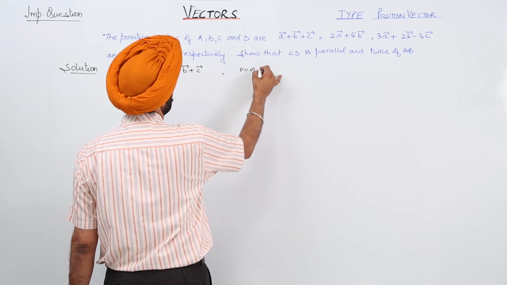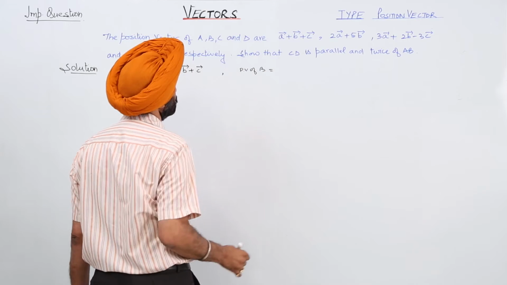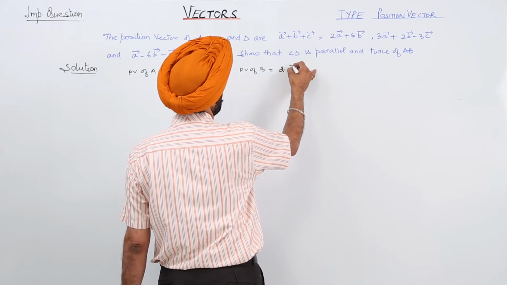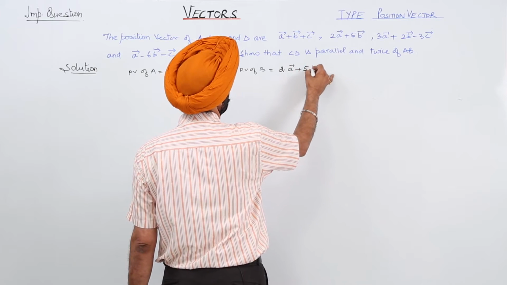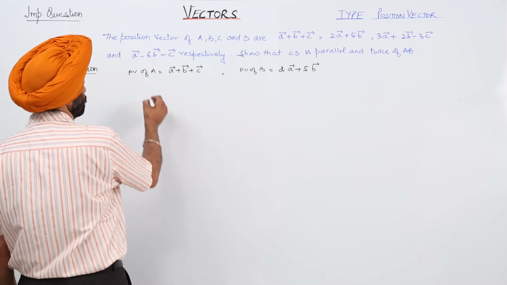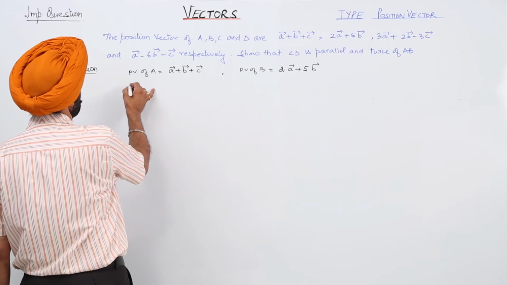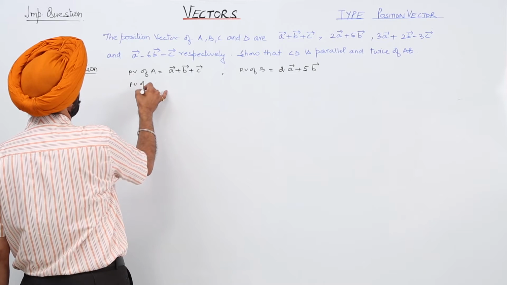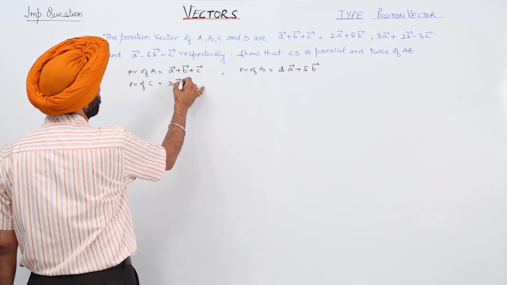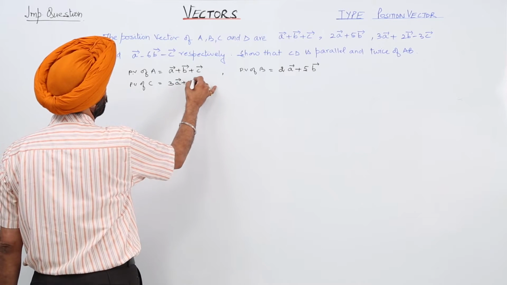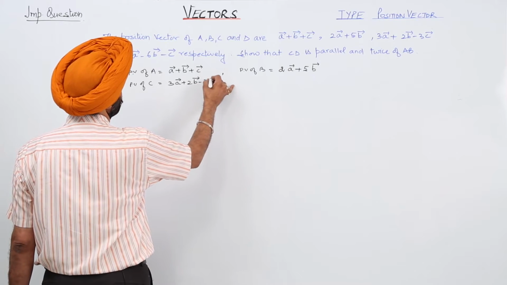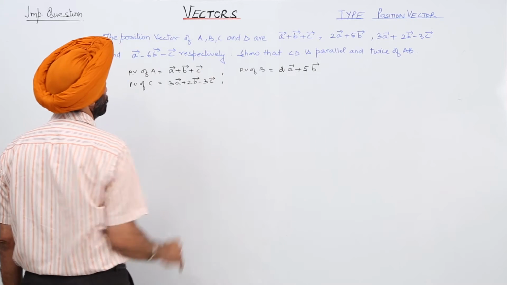Position vector of B is equal to twice of vector A plus 5 times of vector B. Position vector of C is equal to 3 times vector A plus 2 times vector B plus 3 times of negative of vector C.